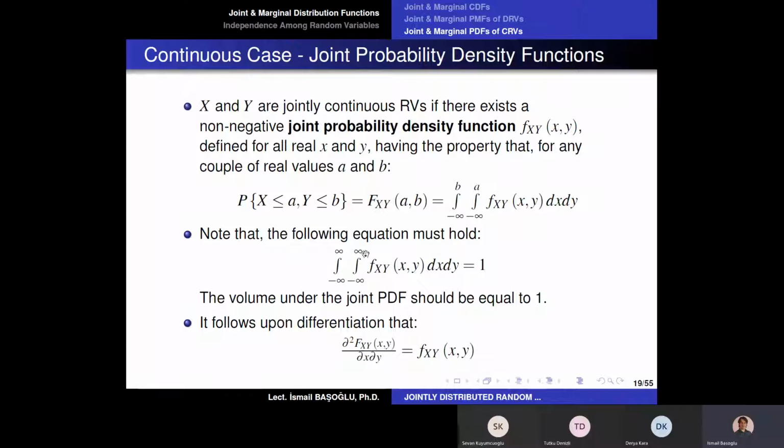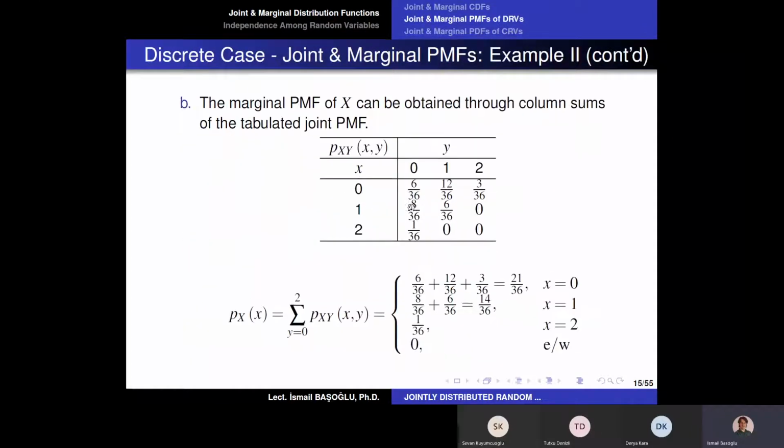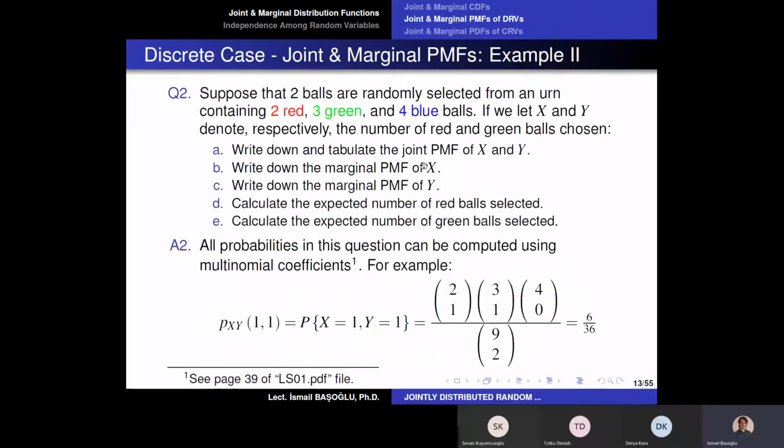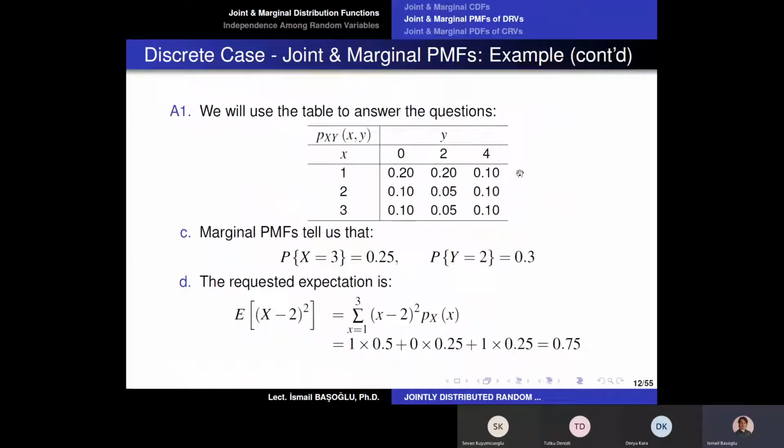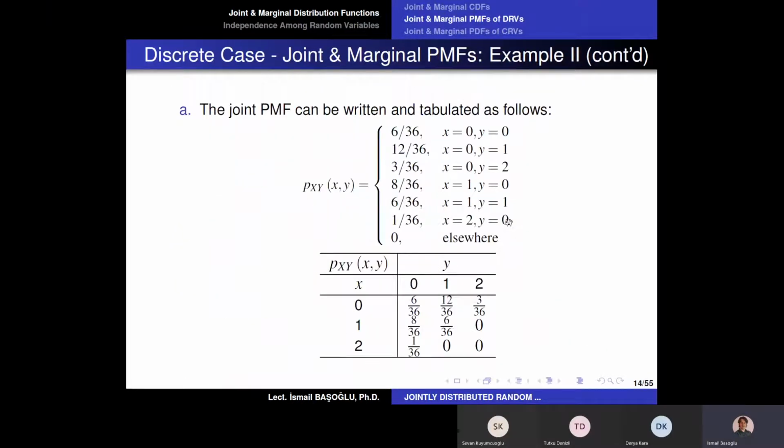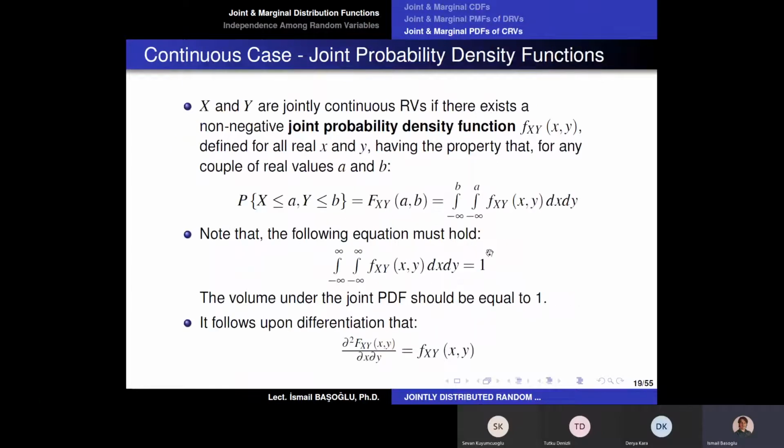So this is the golden rule for two-dimensional or bivariate joint probability density functions. Remember, in the tabulated format for discrete random variables, the summation of joint probability mass values is equal to 1. Just like that, if we take a double integral of a joint probability density function, we are calculating the total volume under that function, and the total volume under that function should be equal to 1.